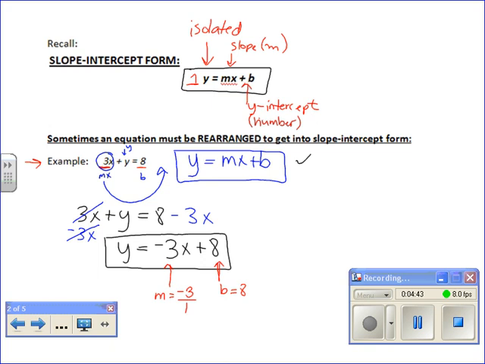Notice before, when it was out of order, it looked like my slope was a positive 3 over 1, and that's not correct. Once I get it in order, I can see that my slope is actually negative. Okay, so I need to have x all on the other side of the equal sign. Okay, y must be isolated by itself.